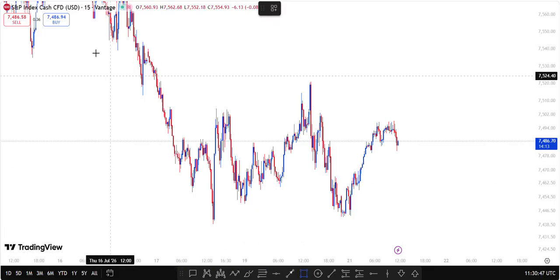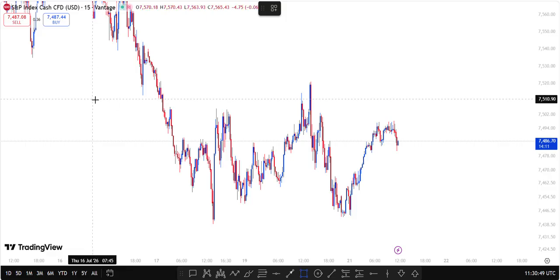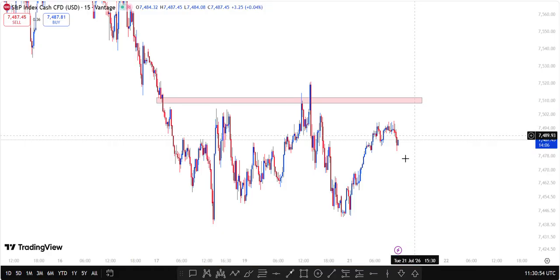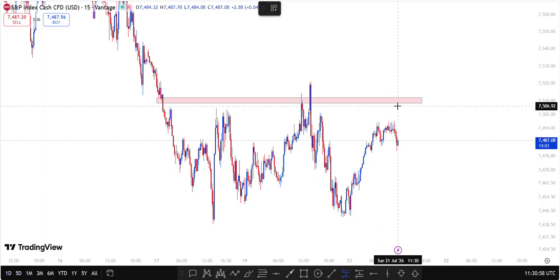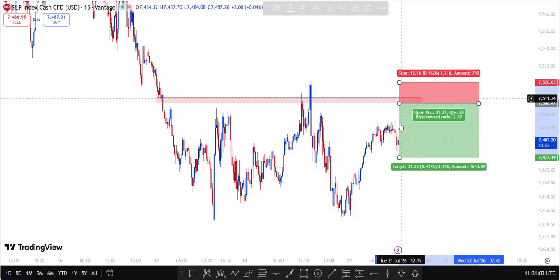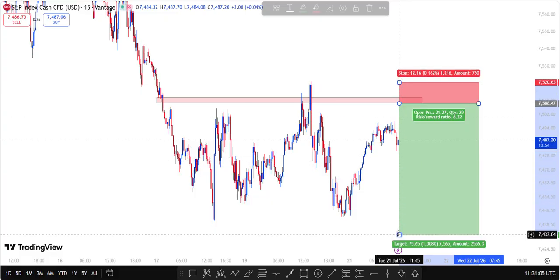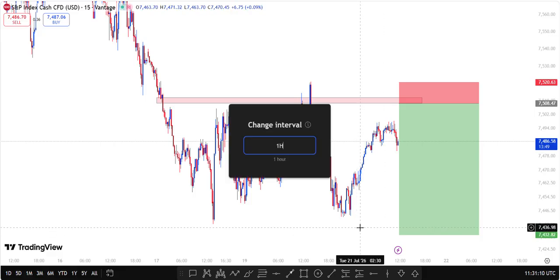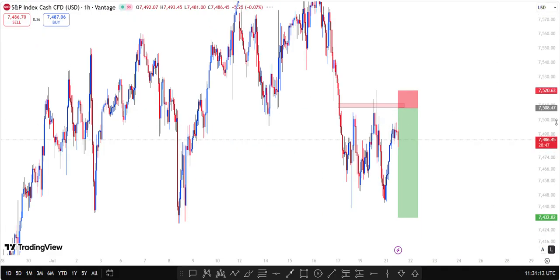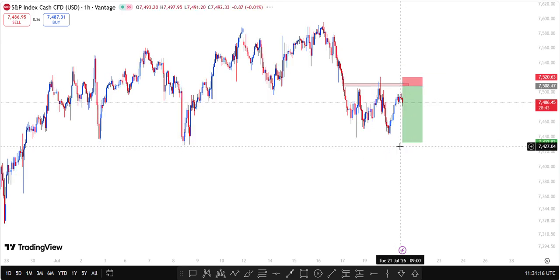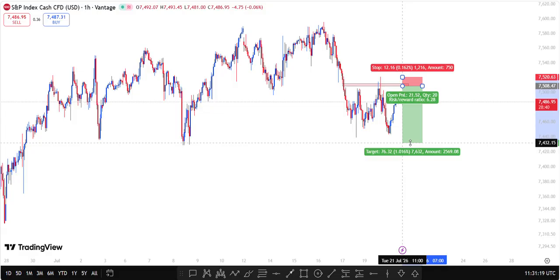I'd personally wait for price to come back through here during the New York session, New York Open. This way I would see price coming back, put in a tight stop loss, targeting the previous low, targeting these lows over here.